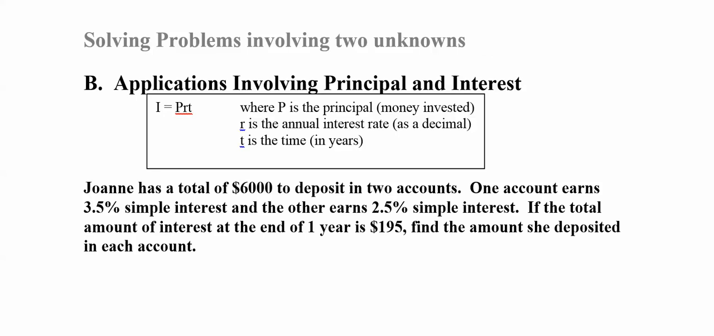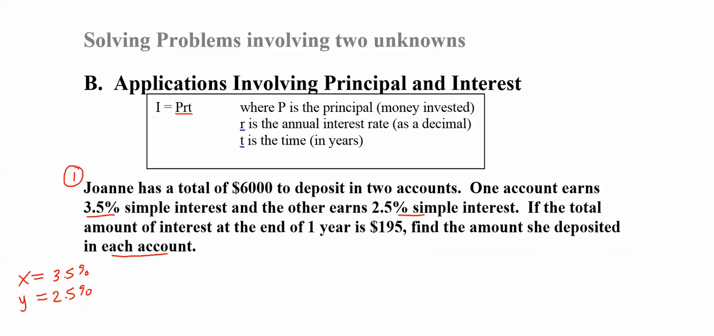Well, let's figure out how to label and see how many variables we have. Now, the way that we're looking at the differences in the 2 accounts is it's a difference of interest earned. So I can let X be the 3.5% simple interest account, and Y can be the 2.5% simple interest account. So the X is going to be the amount of money invested in that account, and Y is the amount of money invested in the other account. When we have two variables, we need to have 2 equations.